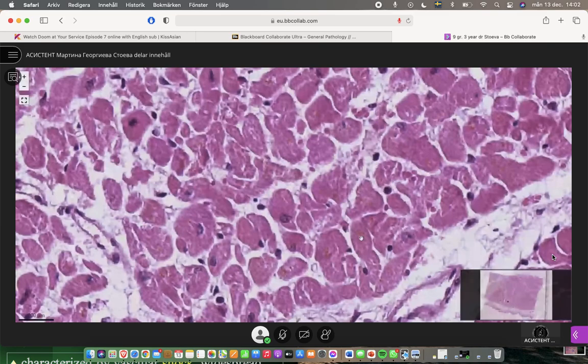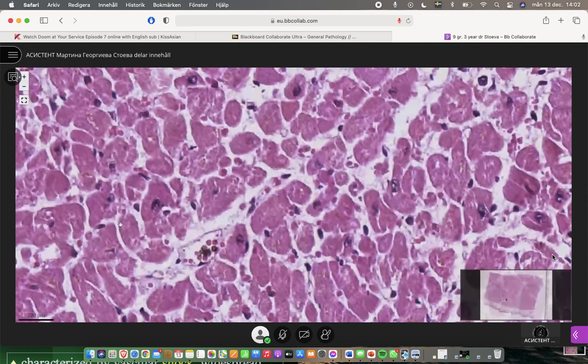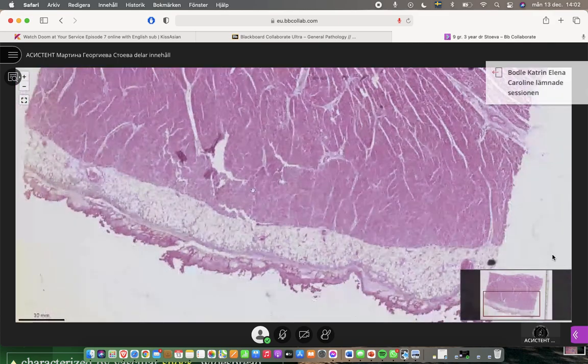The lipofuscin is again well visible, the yellowish granular pigment surrounding the nuclei. So really it doesn't matter where you zoom in. There is no necrosis in this slide of the myocardium.